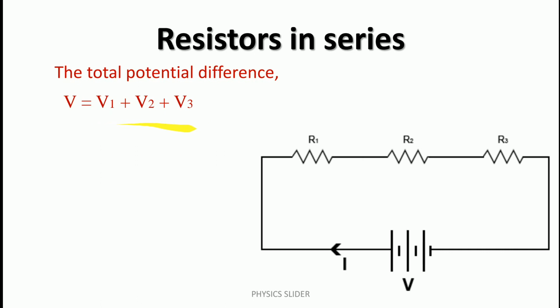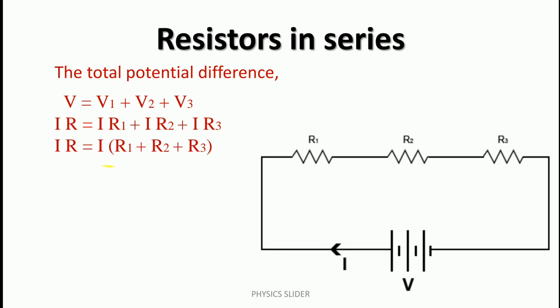Now put the values of V1, V2 and V3. Watch here. We have put the value of IR1 as V1, IR2 as V2, IR3 as V3 and IR as V. We will take this I as common in these three terms. So here we have taken I as common within the bracket. There is R1 plus R2 plus R3. This I will be cancelled by that I and we will get R is equal to R1 plus R2 plus R3. This is the net resistance or the total resistance or the equivalent resistance of these three resistors. The equivalent of these three resistors is given as R is equal to R1 plus R2 plus R3.